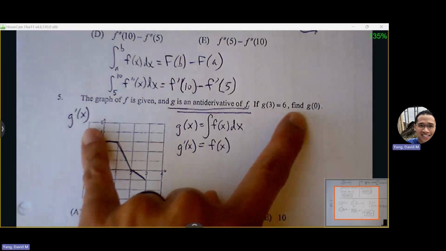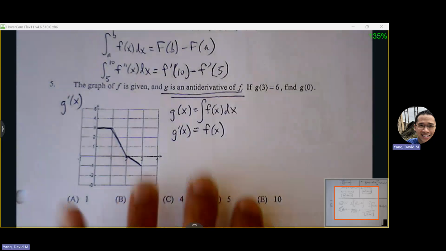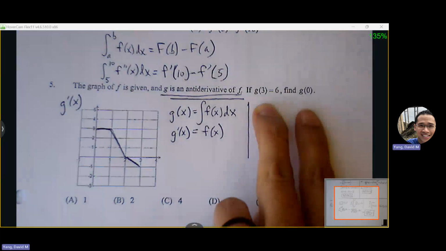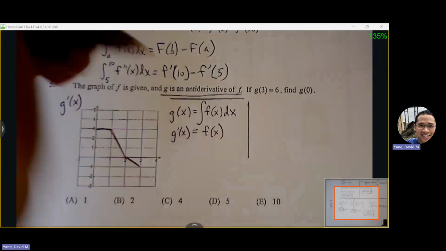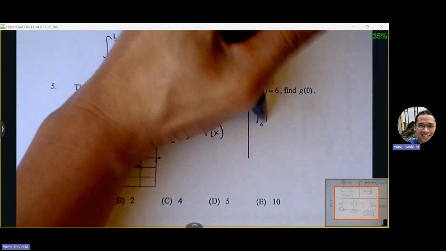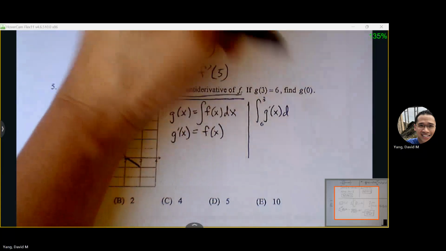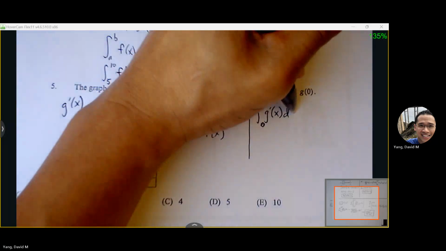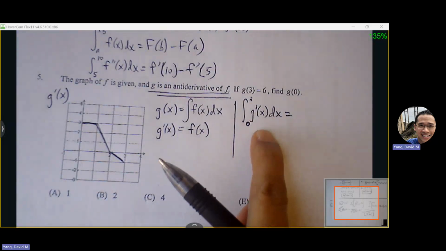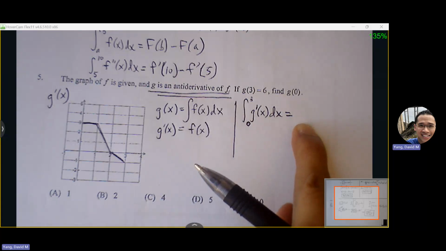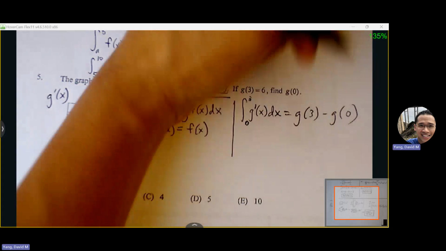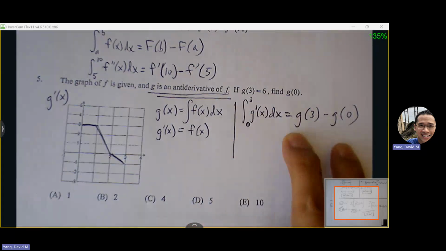So if I want to connect G prime and G, this is what I can do. I know my two x values are 0 and 3. So we can say the integral from 0 to 3 of G prime must be equal to G of 3 minus G of 0. And that's nice because now we have everything in front of us to use.